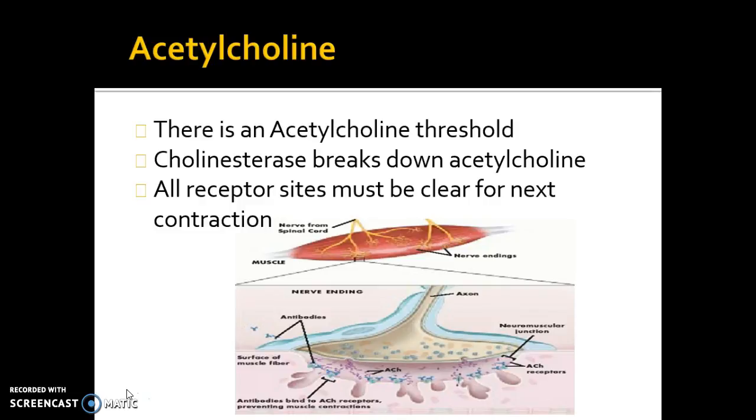So cholinesterase breaks down and clears acetylcholine from the receptor sites, so that they're clear for more acetylcholine to travel across the synaptic cleft to the receptor sites when the next impulse reaches the vesicles, so the impulse can be carried on down the nerve cell.